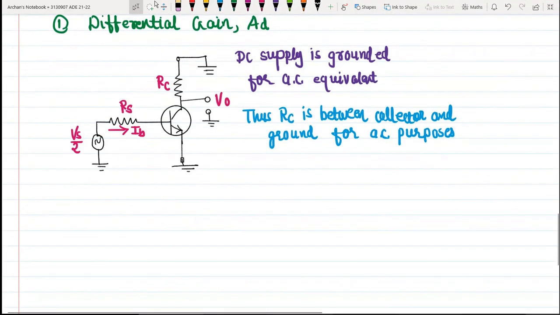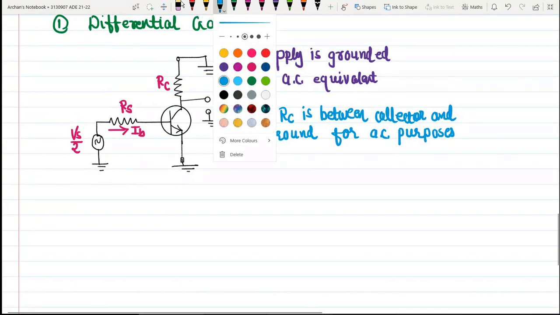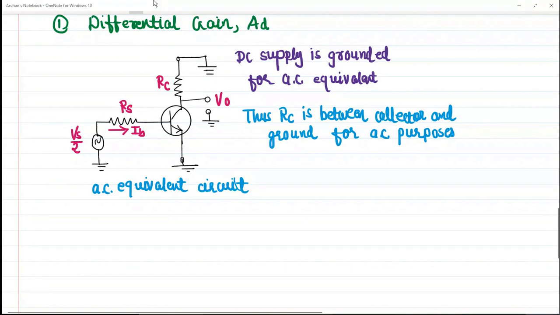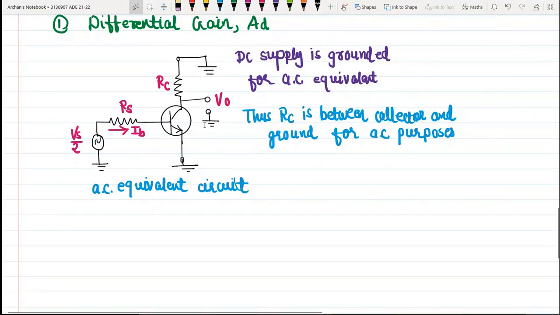Okay, so this one is our AC equivalent circuit of differential amplifier. Okay, so now we have two AC emitter currents, IE1 and IE2, and these are equal in magnitude, but they will be 180 degrees out of phase. Okay, so what will happen? They will cancel each other. That is what we have seen, right?